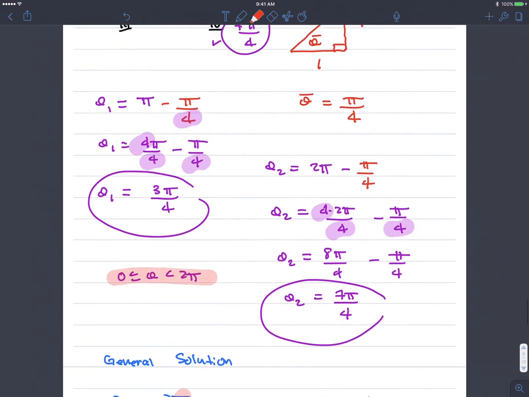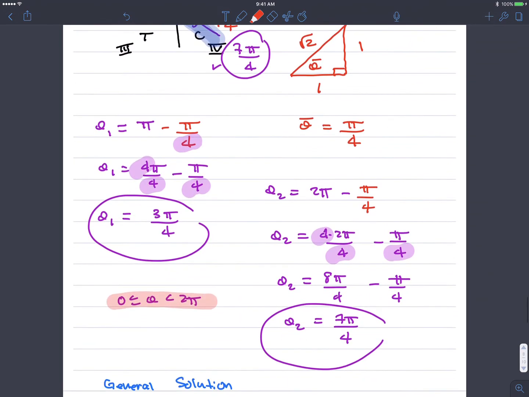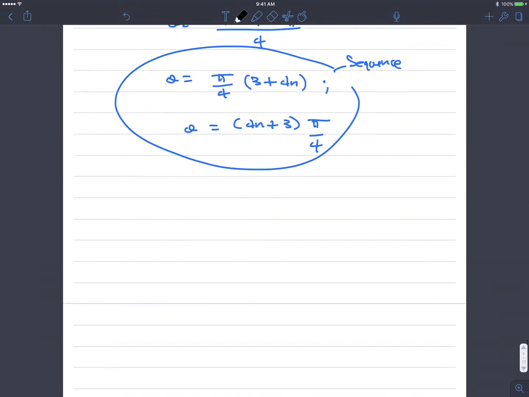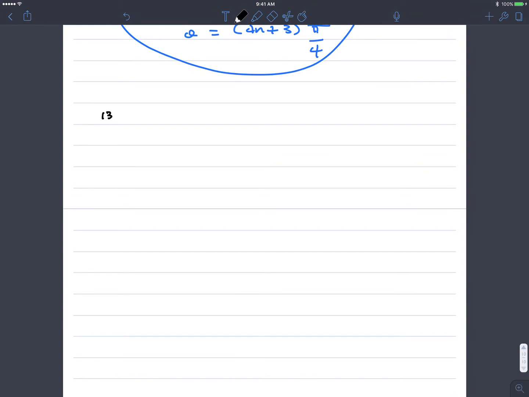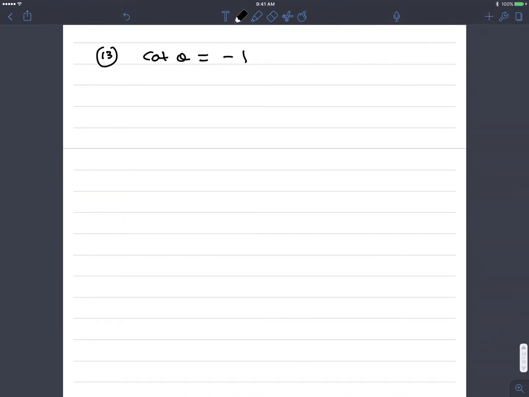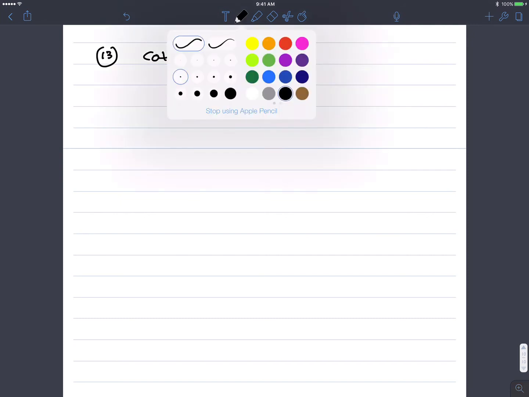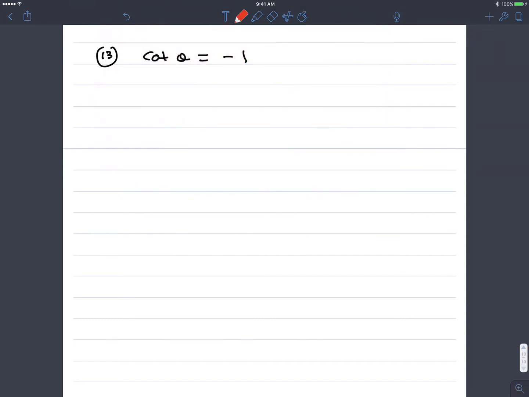Now, what I want to remark is, this will be 13. I wanted to talk about this idea here. So if they gave us cotangent theta is -1, if that's what they wanted us to do, then how do we actually answer this question? What I would suggest is remember what is cotangent. Isn't this the reciprocal of tangent? So they're really saying tangent theta is -1.